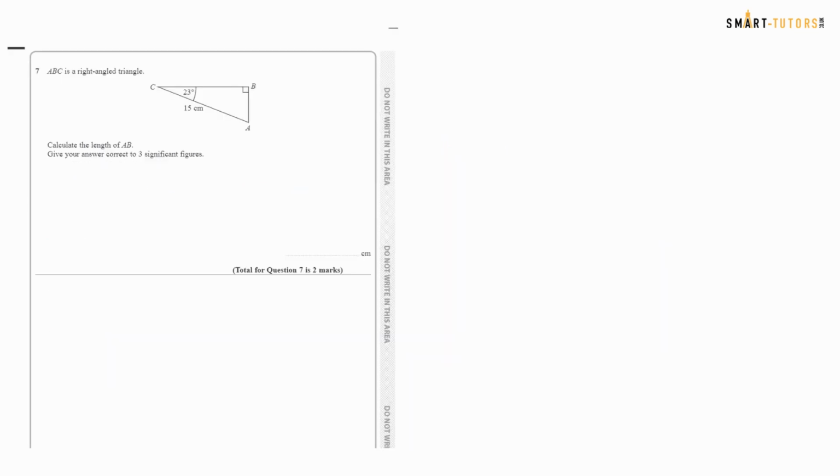Question number 7. ABC is a right angle triangle. One angle and hypotenuse side is given. Calculate the length of AB. Give your answer to 3 significant figures. It's a straightforward question on right angle triangles. So you need to remember the rule SOHCAHTOA.